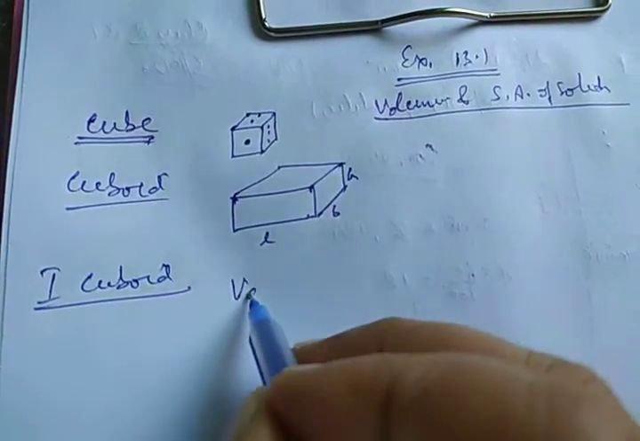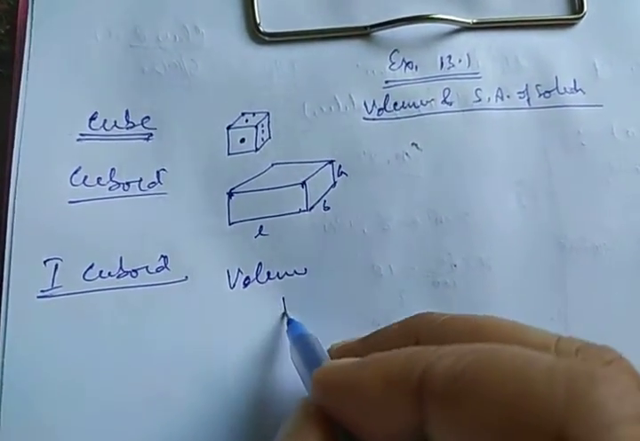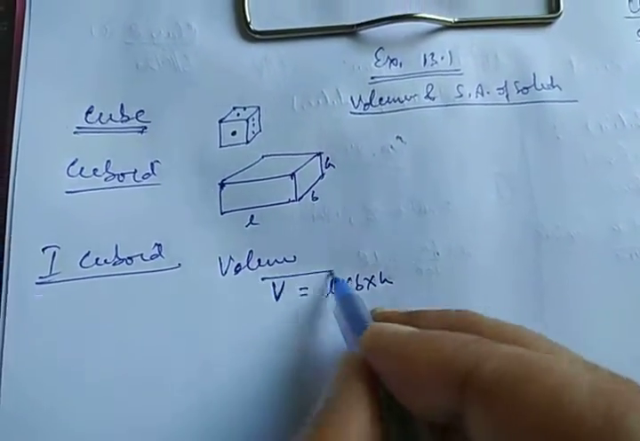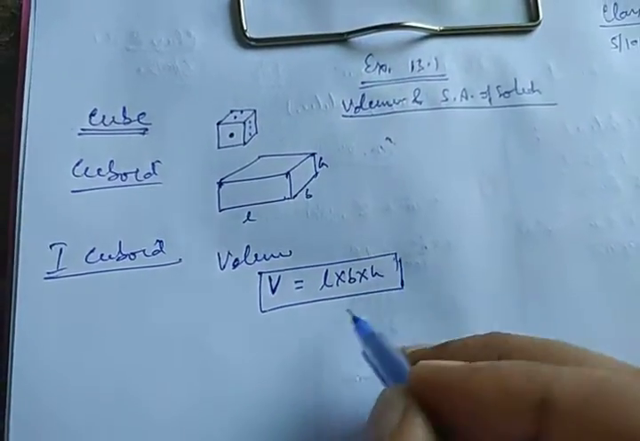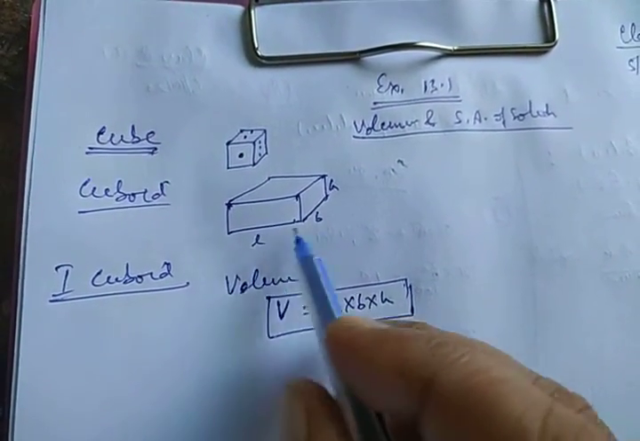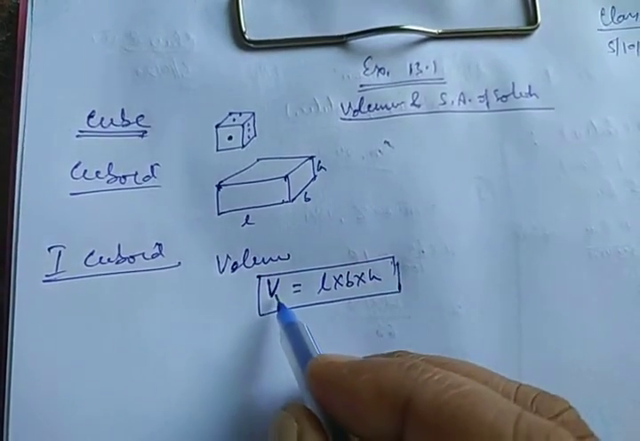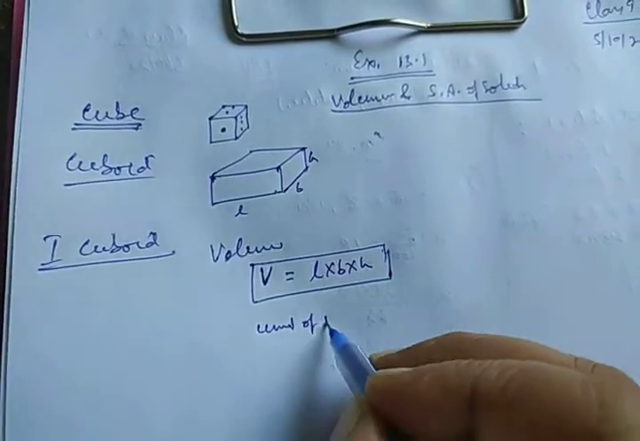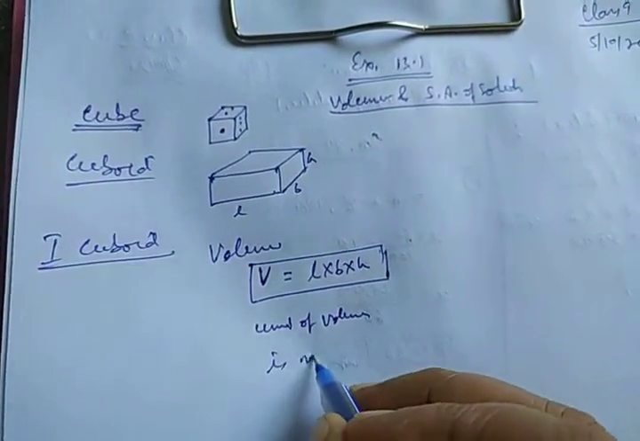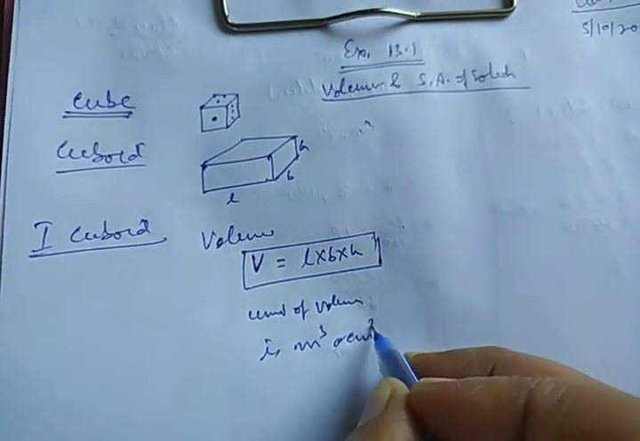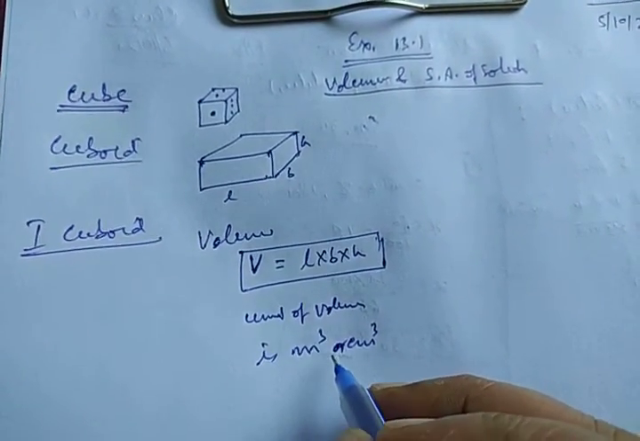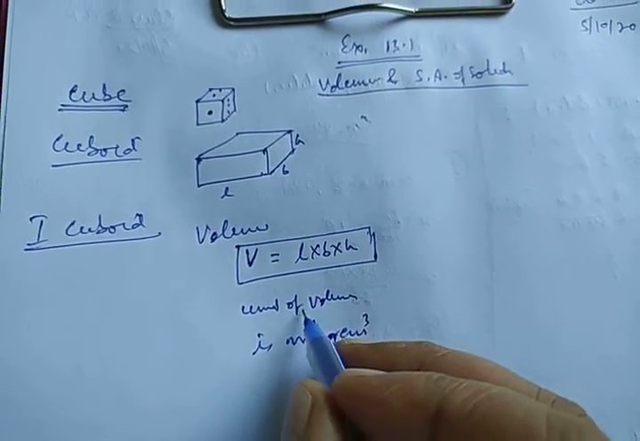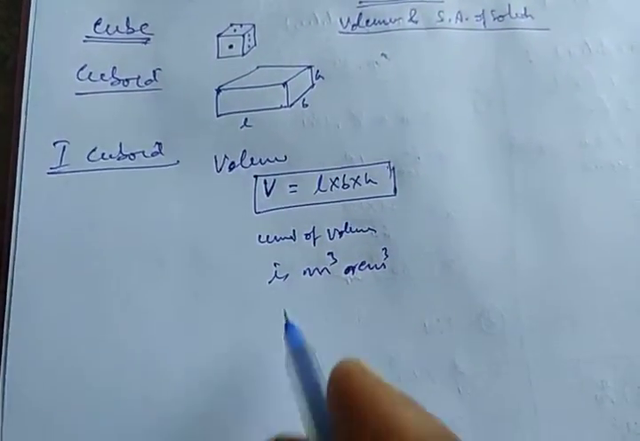Formula for the volume. Volume is denoted by capital letter V, and it is L into B into H. This is the formula. Length, breadth and height will be measured in centimeter or in meters. Then unit of volume will be meter cube or centimeter cube. Whatever the unit would be given for the length, breadth and height, it will be having power 3 for the unit of the volume.